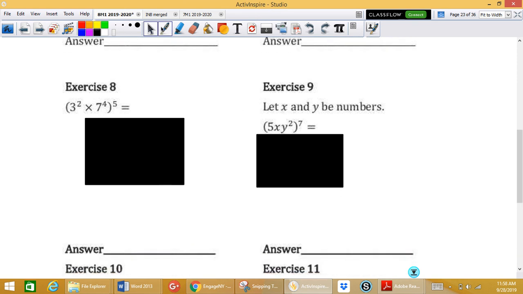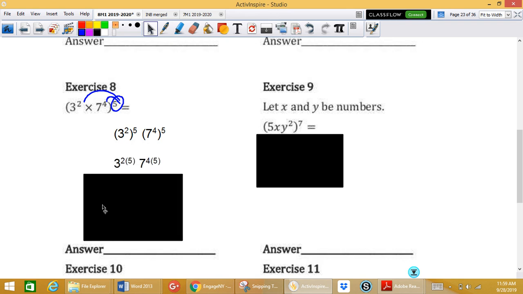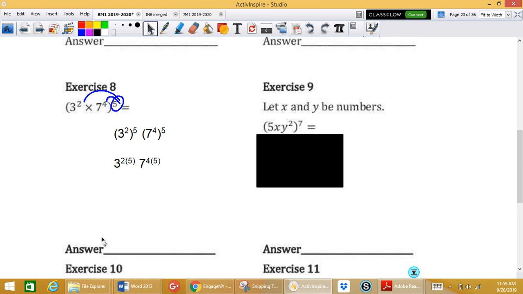Again, we're going to use the distributive property for exponents, so this 5's got to go to the 2 and to the 4. So you're going to have 3 squared to the 5th and 7 to the 4th to the 5th. Multiply those, and my answer is going to be 3 to the 10th times 7 to the 20th.